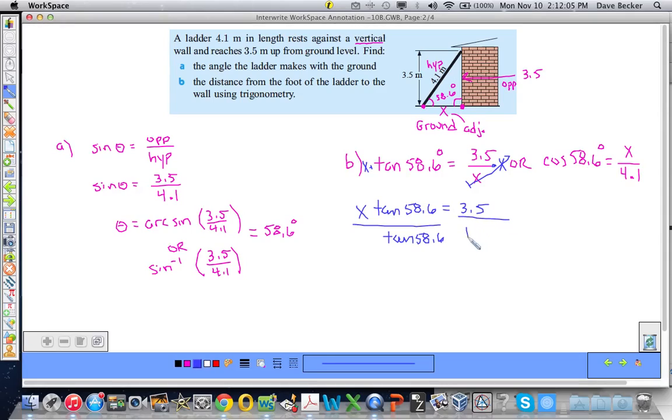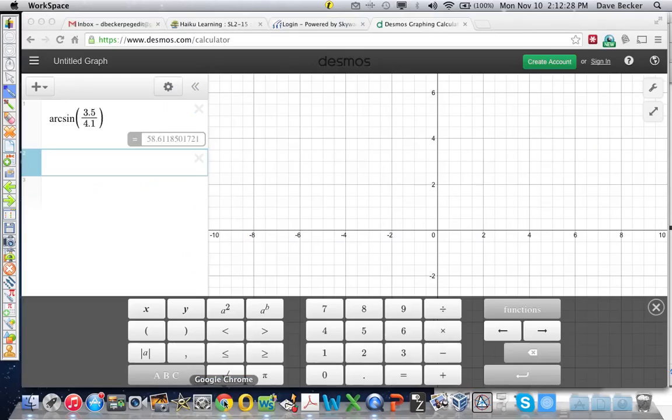And that's degrees. I'm just too lazy to write the degree symbol. This cancels out because it's equal to 1. And so x equals 3.5 divided by the tangent of 58.6 degrees. So let's see what that equals. We'll go to our calculator right here.